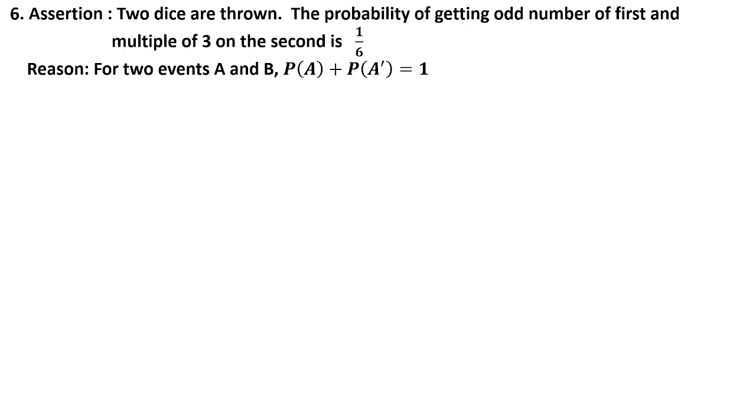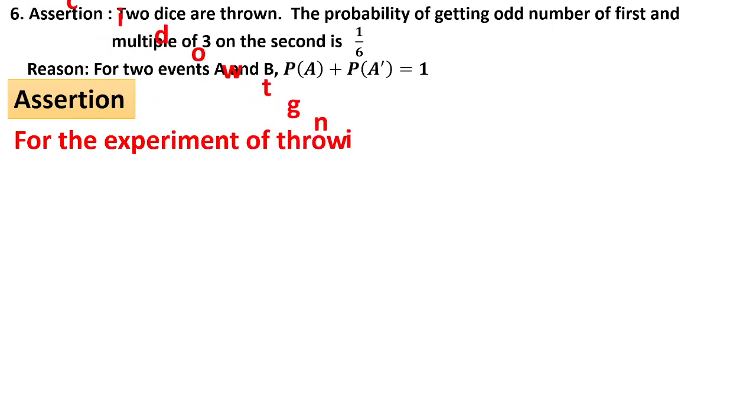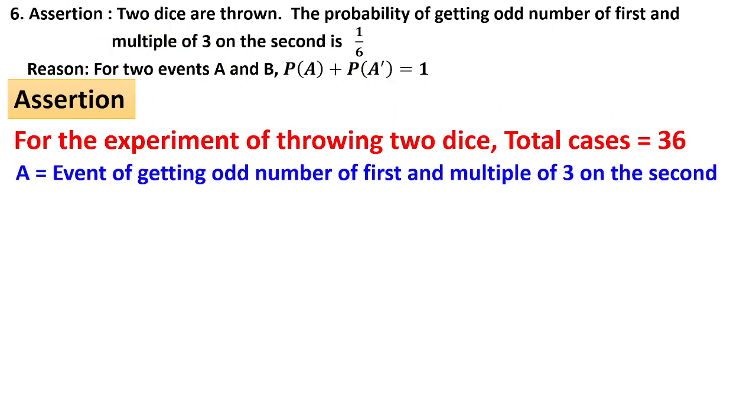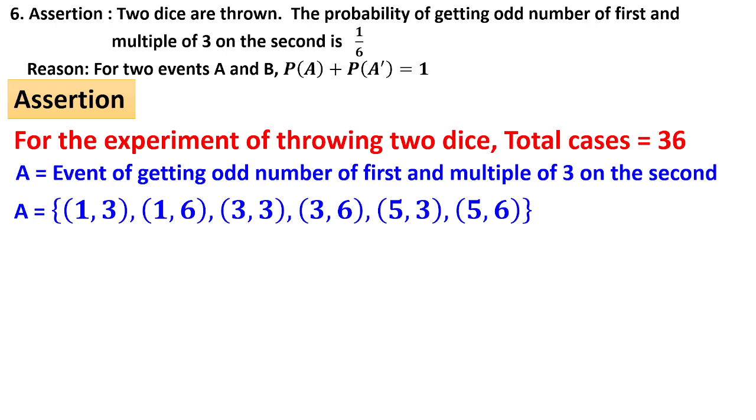Question number 6. Assertion is given. Reason is given. Two dice are thrown. The probability of getting an odd number on the first and a multiple of 3 on the second is 1 by 6. And it is given that P of A plus P of A dash is equal to 1. Let us check the assertion. For the experiment of throwing two dice, total cases are 36. A is the event of getting an odd number on the first and a multiple of 3 on the second. And A is this one.